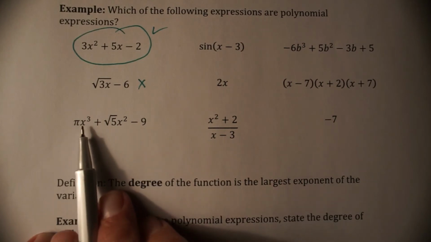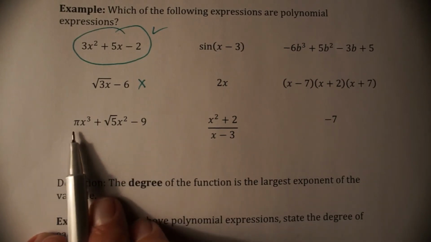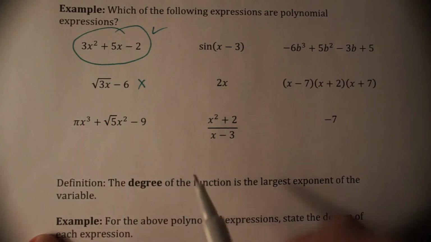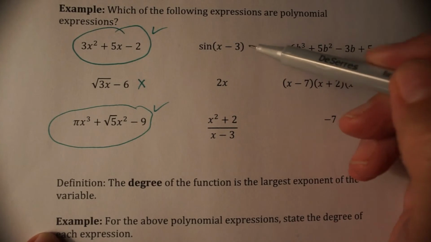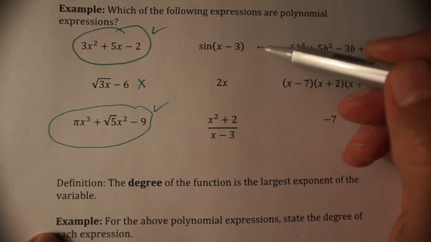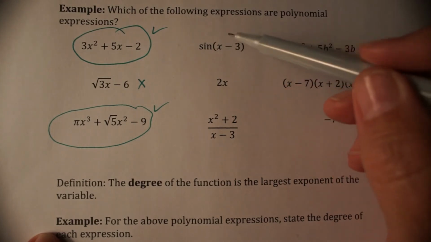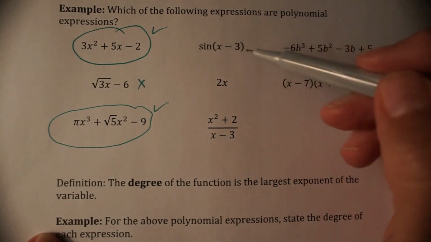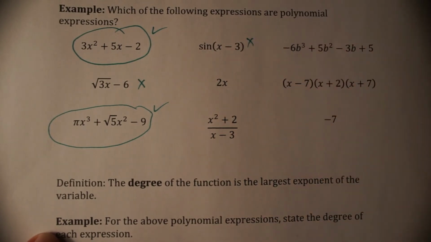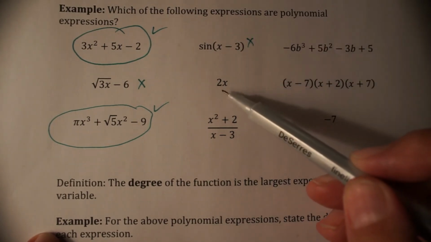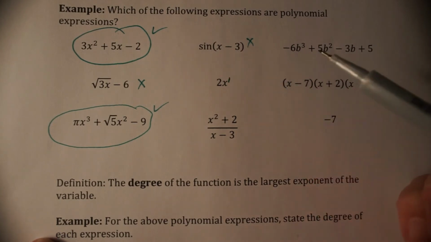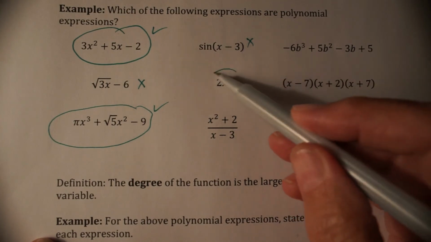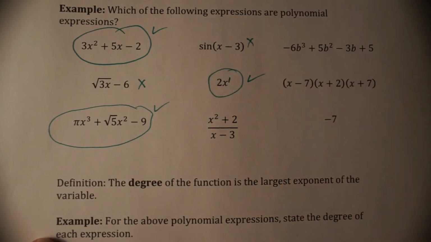Now this one, our exponents are all whole numbers, and the numbers in front, although they're odd, like pi and root 5, those are real numbers. So we would say this one is a polynomial function. Now, a sine function. We've seen those before, I'm sure, last year when you took functions. But yes, they're a function, but they're not a polynomial function. Sine, cosine, or trig functions are not polynomial functions. Something way different. Okay, this is a simple linear function. But linear functions also have exponents that are whole numbers. 1 is a whole number, and a number in front. So yes, a linear function is a polynomial function.